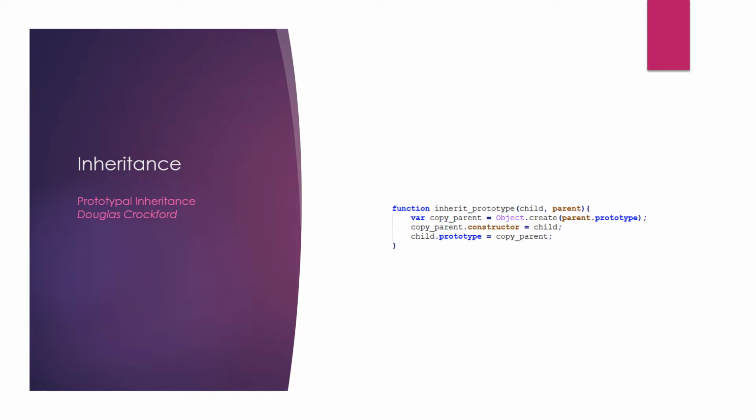As I mentioned earlier, the syntax for OOP in JavaScript is different than other programming languages. In JavaScript, I use a technique called prototypal inheritance, which was first introduced by Douglas Crockford. We have our function, which is called inherit prototype, which takes the child and parent object as parameters. What this function basically does is it assigns the constructor prototype of the parent to the child. Therefore, the child inherits the properties of the parent object.